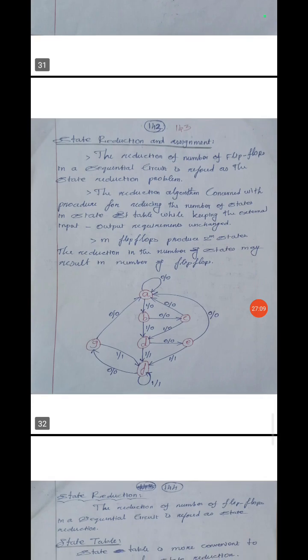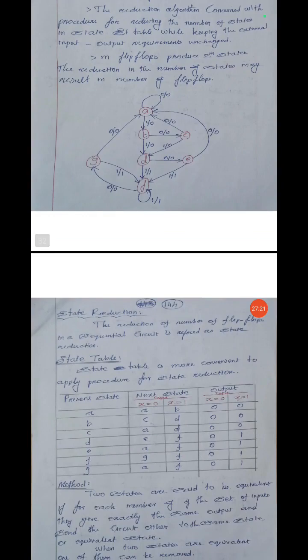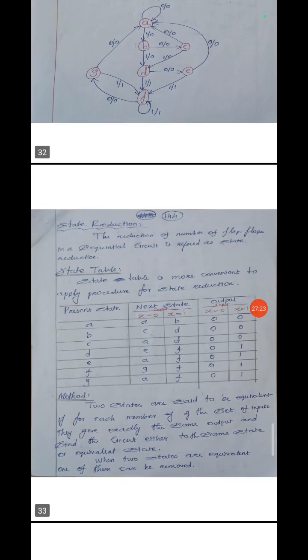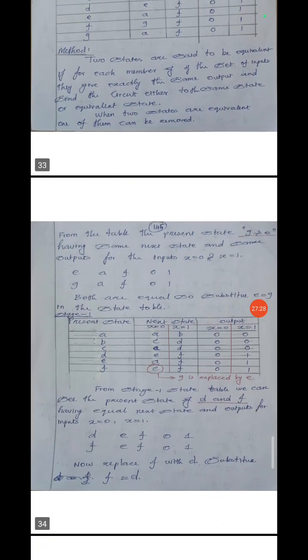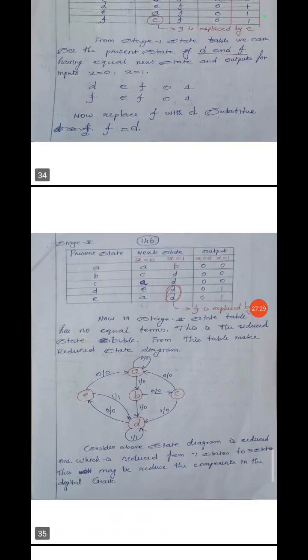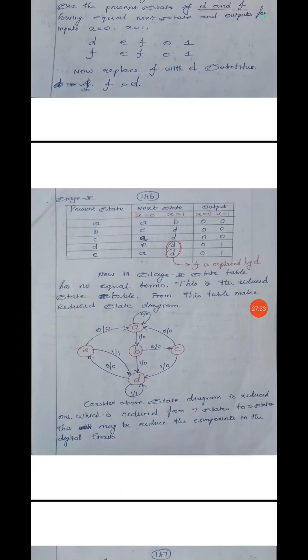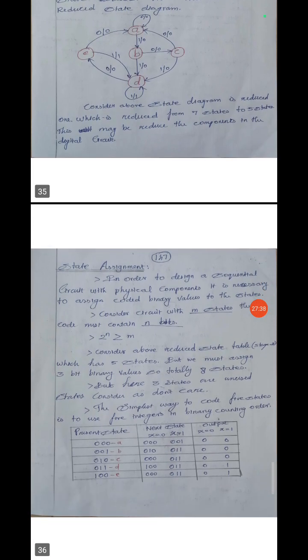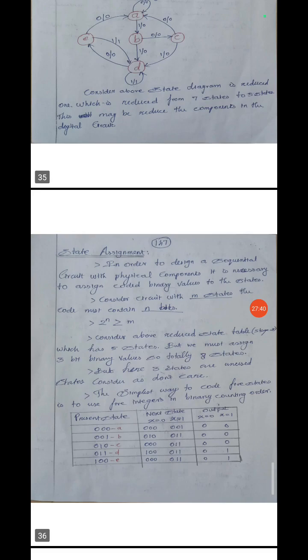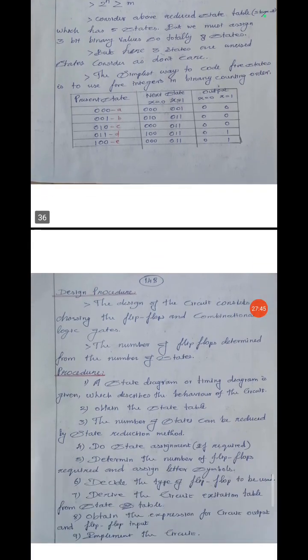The next one is state reduction and state assignment. Very important, a large question, a big question. It's a 3-mark question. For state reduction and state assignment, they will give a large state diagram. Then from that you have to reduce the states by using the state table first, then reduce the state table again if there is any possibility, then finally you have to draw the reduced state diagram. Then state assignment means you have to assign binary numbers to the states A, B, C, D, like that. That's the state assignment.